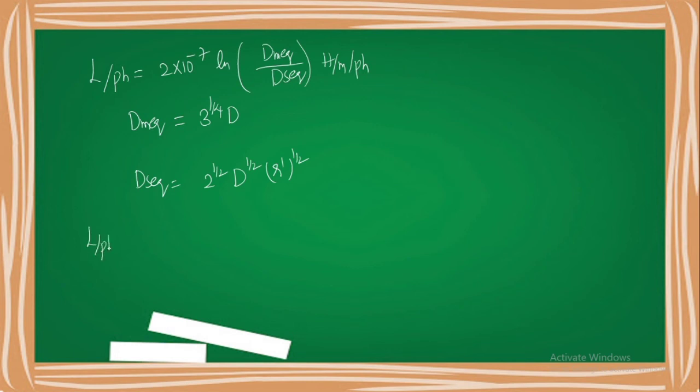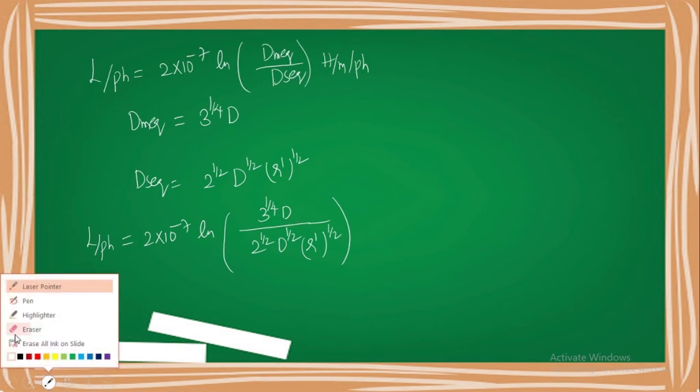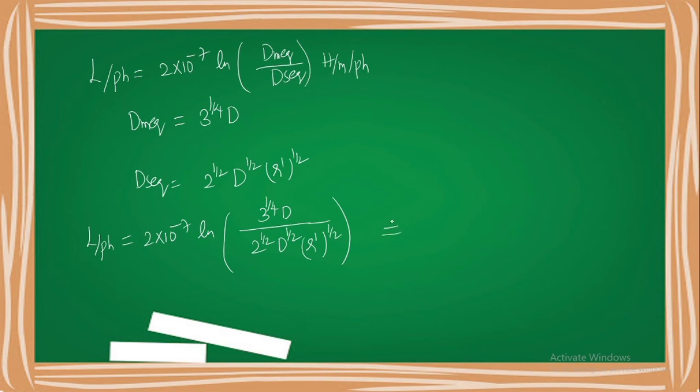Substitute here, you will get L per phase as 2 into 10 power minus 7 times ln of DM equivalent, which is 3 power 1 by 4 D, and DS equivalent is 2 power 1 by 2, D power 1 by 2, and R dash power 1 by 2. Now what you can do is send this D power 1 by 2 to numerator. So D power 1 into D power minus 1 by 2 will give you D power 1 by 2, right? Now each and every term contains power 1 by 2 except 3. It is Henry per meter per phase.